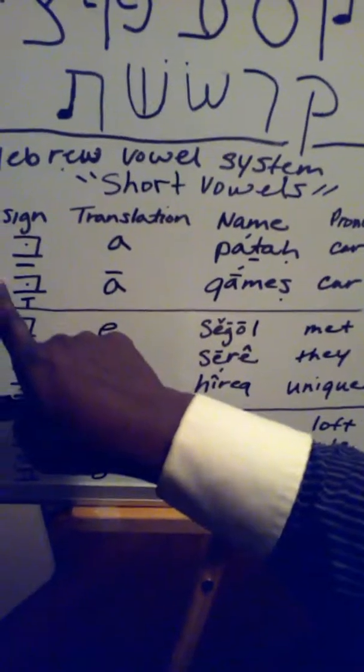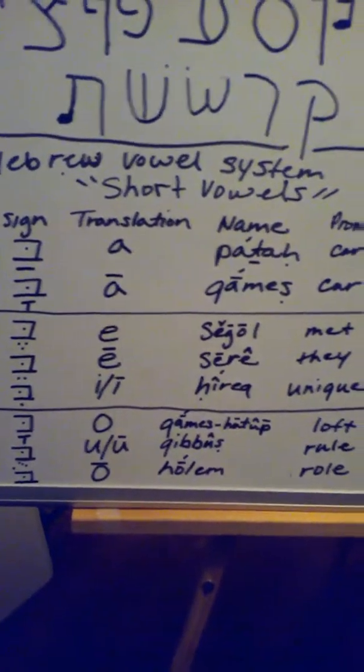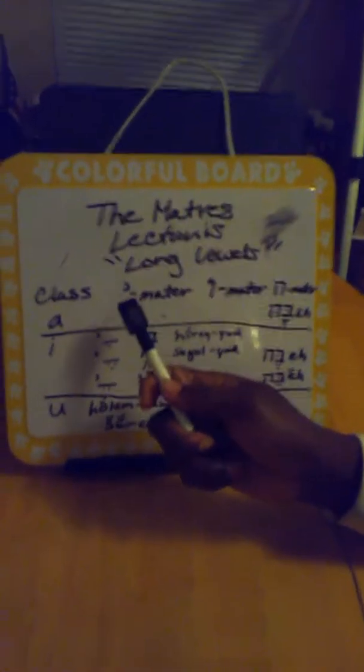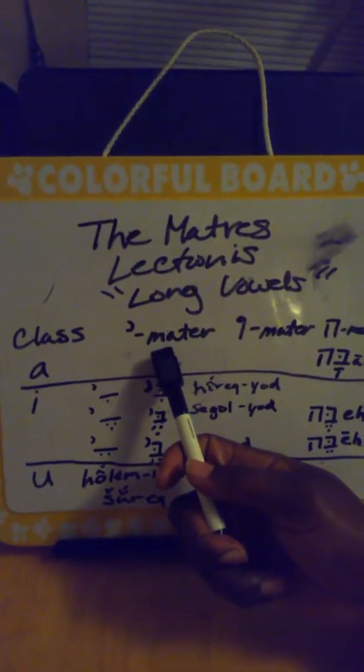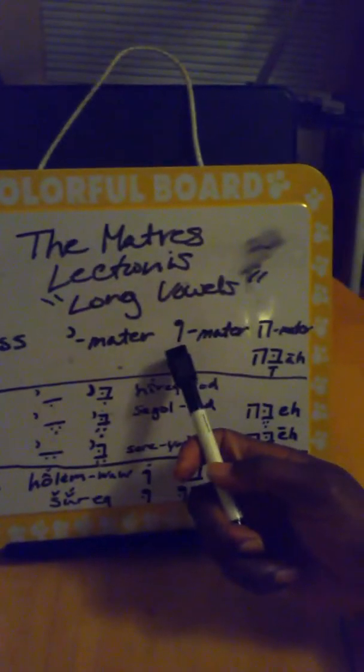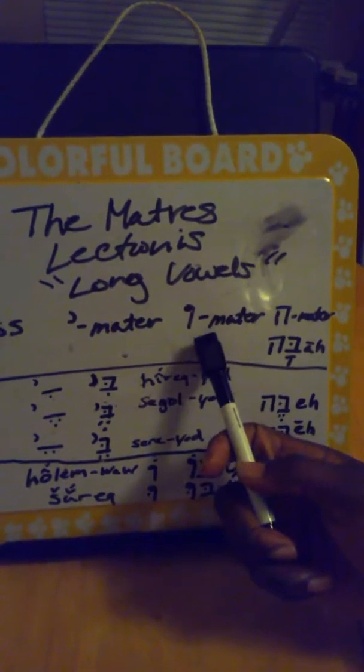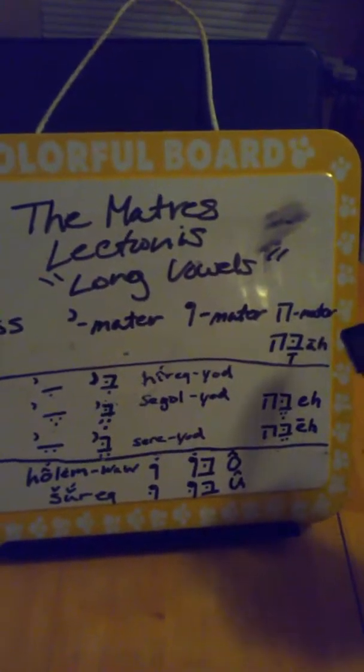So we have the A-class, the I-class, and the U-class. All right? And then we also have one final group, the long vowels. Those were the short vowels, but we have the long vowels, and they're called the matres lectionis. We have the yod as a mater. That's the Latin word, as a consonant. And then we have the vav, right? And we also have a hey, where it's not touching.